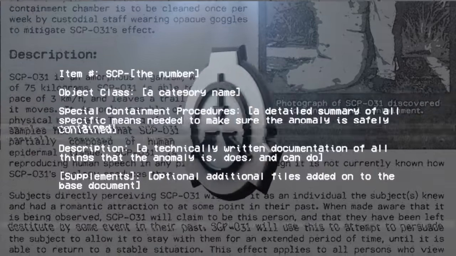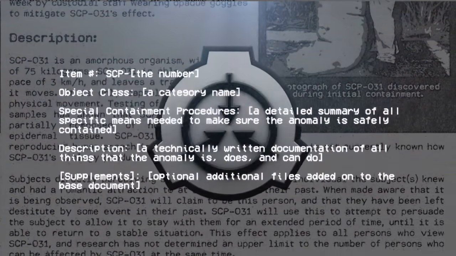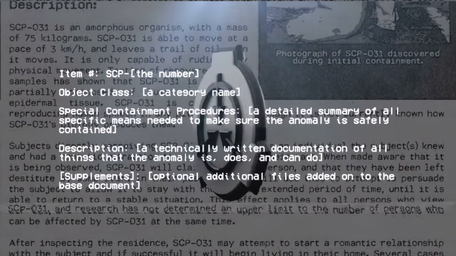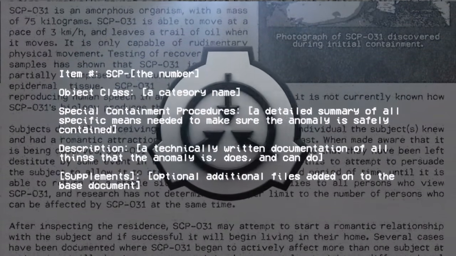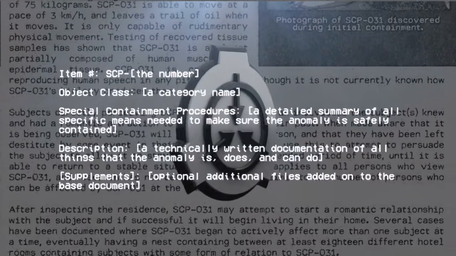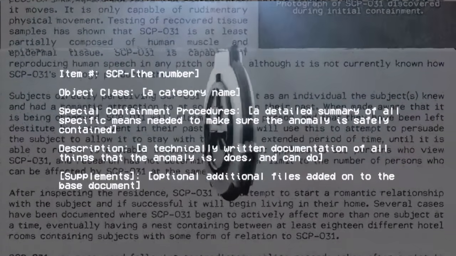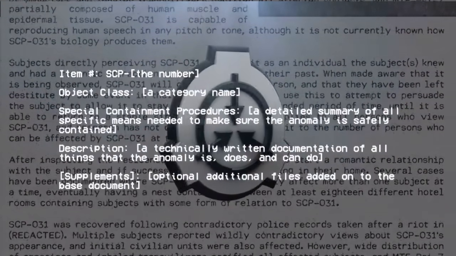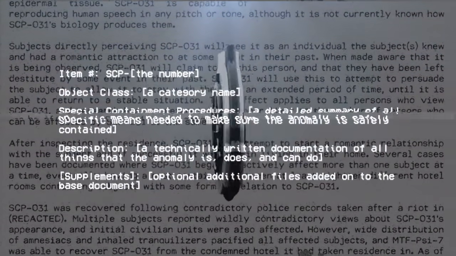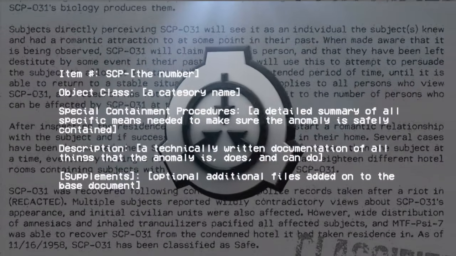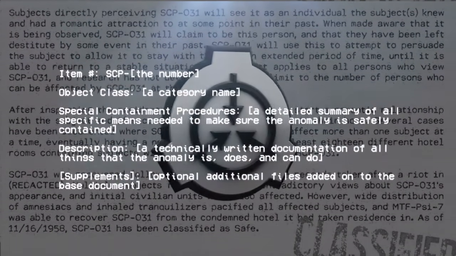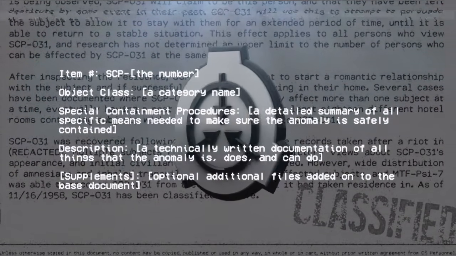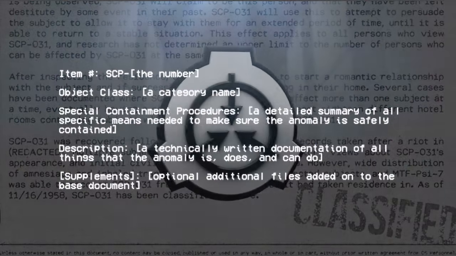Item number, SCP- then the number. Object class, then a category name. Special containment procedures, then a detailed summary of all specific means needed to make sure the anomaly is safely contained. Description, then a technically written documentation of all things that the anomaly is, does, and can do. And finally, supplements. Optional additional files added onto the base document.